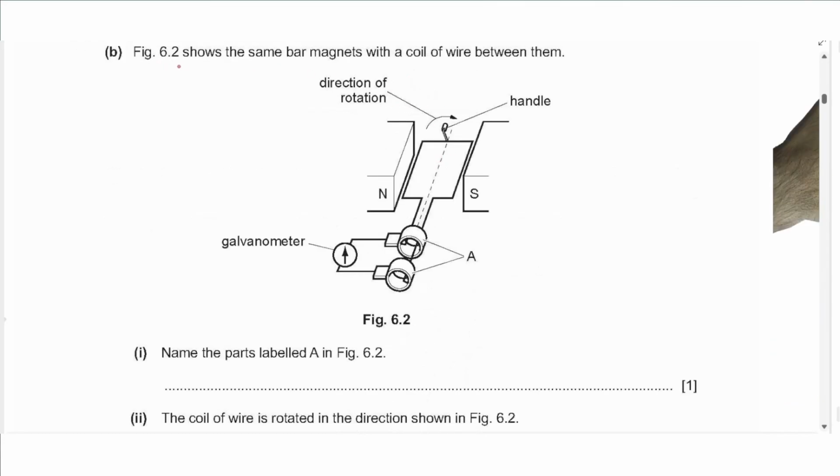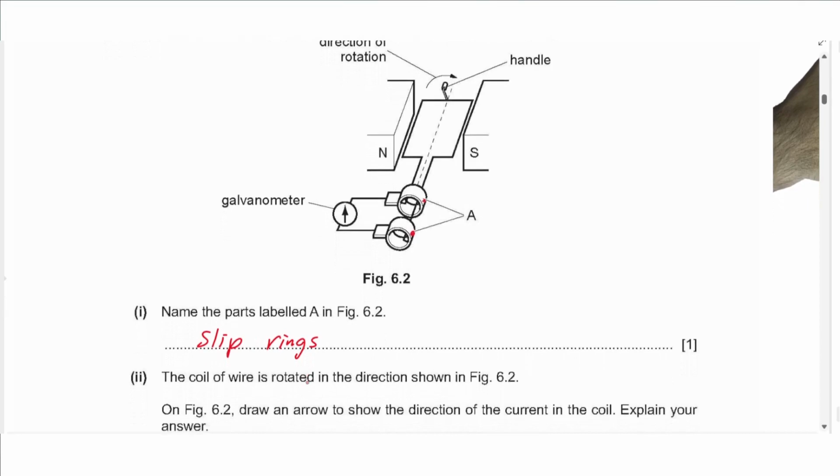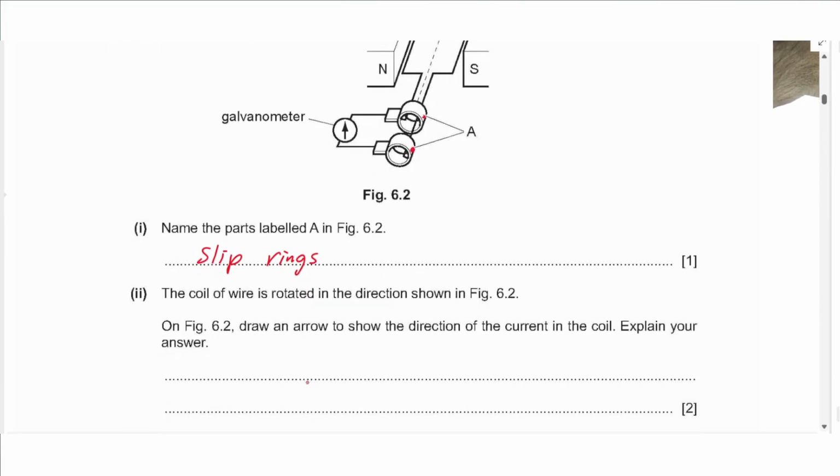Question B says figure 6.2 shows the same bar magnets with a coil of wire between them. Name the parts labeled A. These on a generator are called slip rings. Part two says the coil of wire is rotated in the direction shown in figure 6.2. On figure 6.2, draw an arrow to show the direction of the current in the coil and explain your answer.